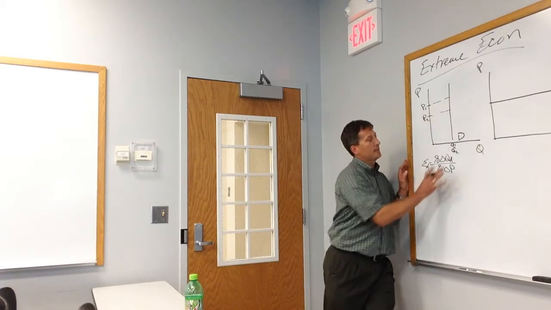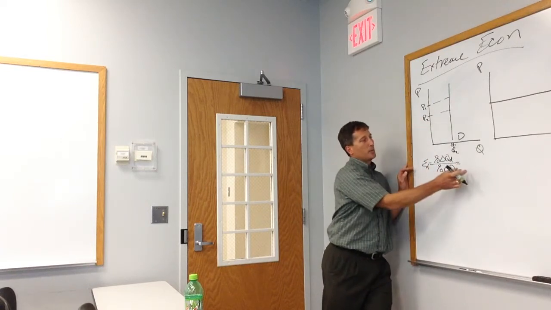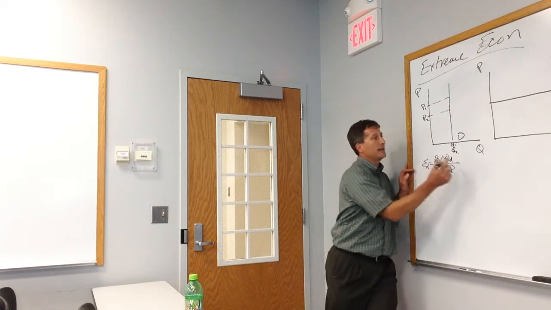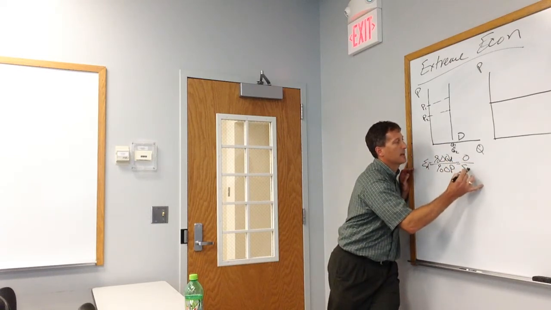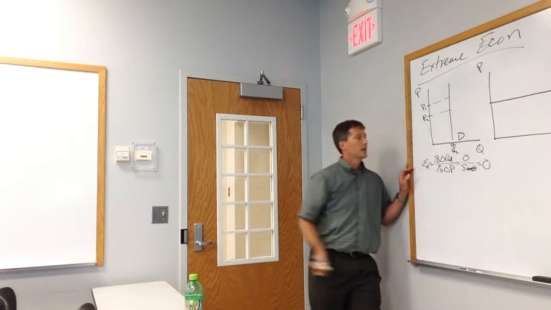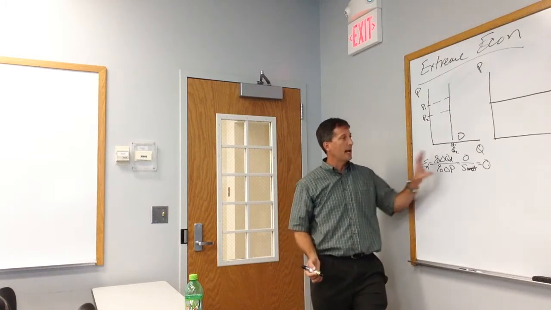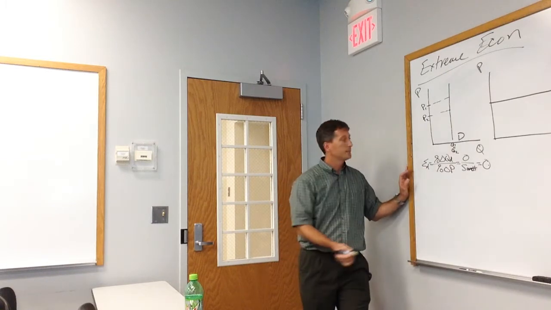All right, well, let's work through the math. The price would be some number, and the quantity change is 0. So 0 divided by some number equals 0. So under this extreme case, the elasticity of demand is 0.